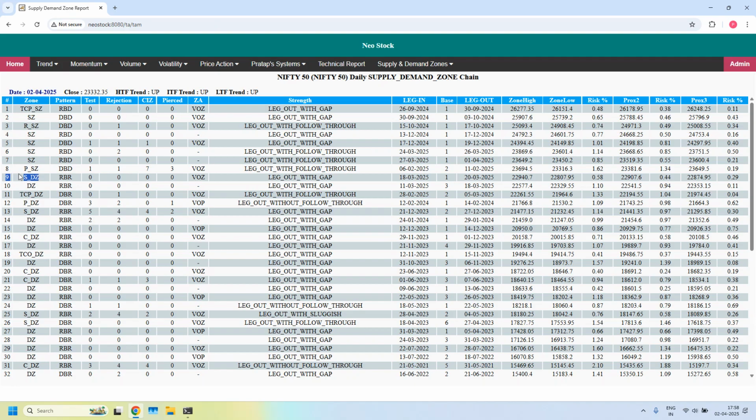I will mark the nearest demand zones to the current closing price. Above, you will find the nearest supply zone to the current closing price.